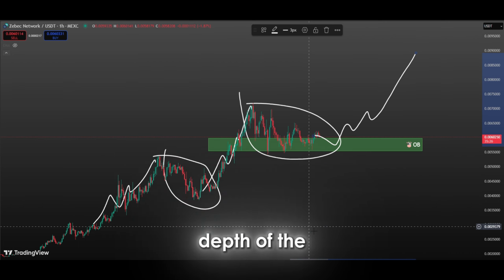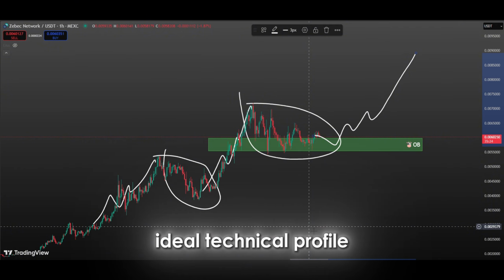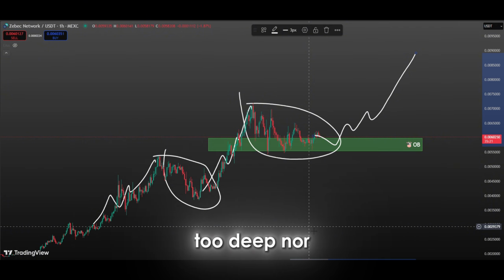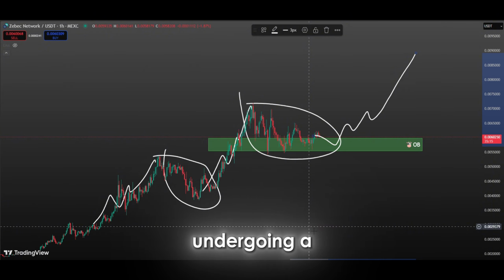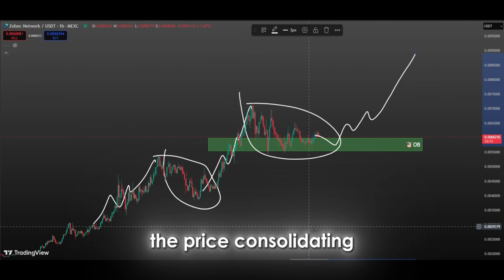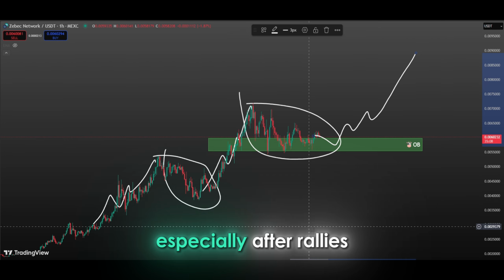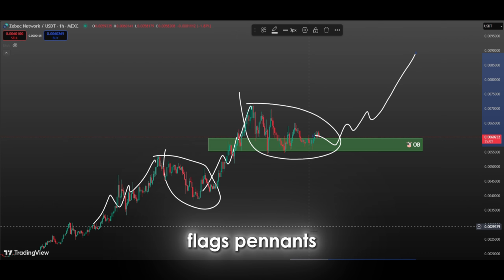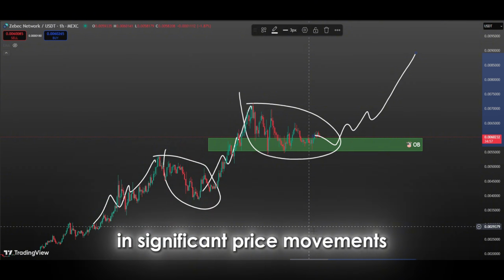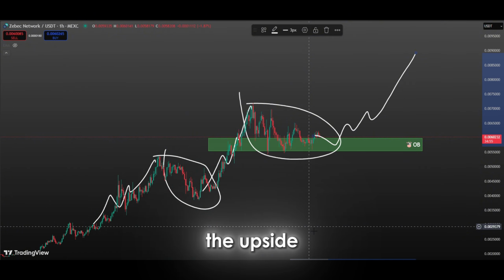Additionally, the duration and depth of the current correction also present an ideal technical profile. It is neither too deep nor too shallow, neither a prolonged sideways movement nor a sudden crash. This suggests that the market is undergoing a controlled correction, with the price consolidating in preparation for a new upward move. Especially after rallies, such balanced consolidation phases are often considered the beginning of continuation patterns. Structures such as flags, pennants, or triangles tend to emerge during these corrections and usually result in significant price movements once broken to the upside.